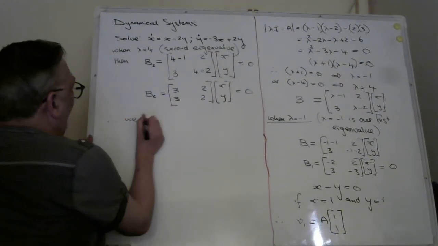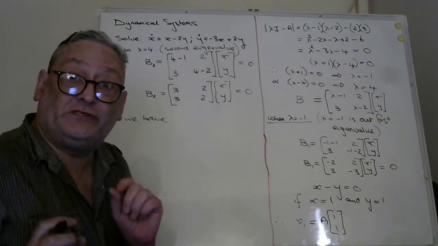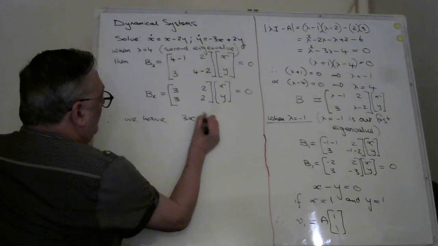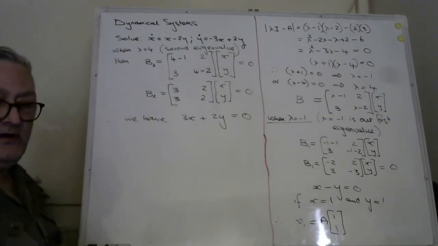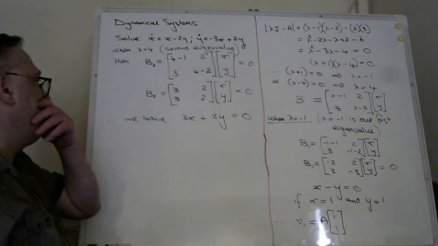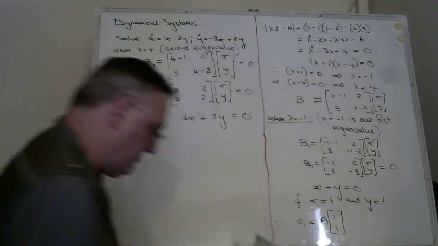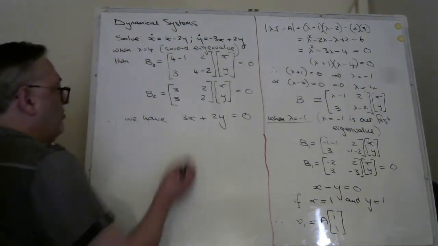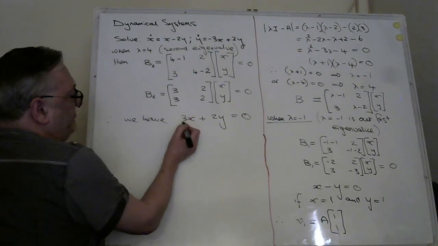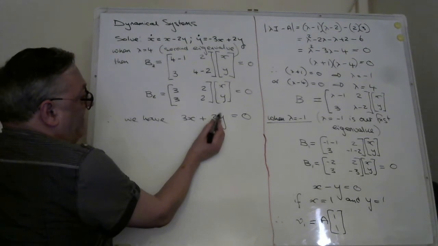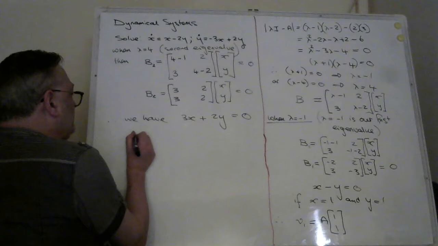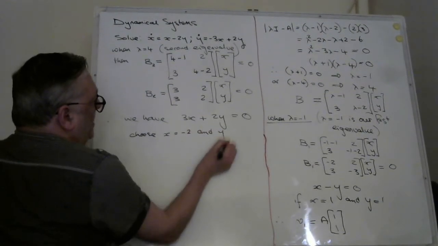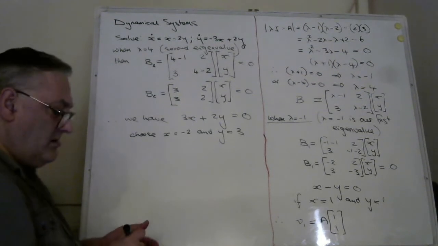Therefore, we have two identical equations, which are 3x plus 2y equal to 0. So I'm going to try and stick with what I did in my notes. We want a value for x, which when multiplied by 3 cancels with a value for y multiplied by 2. Well, if you choose x equals minus 2 and y equals 3, then we can test those two values.